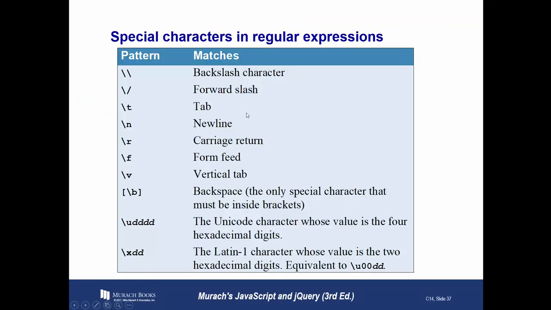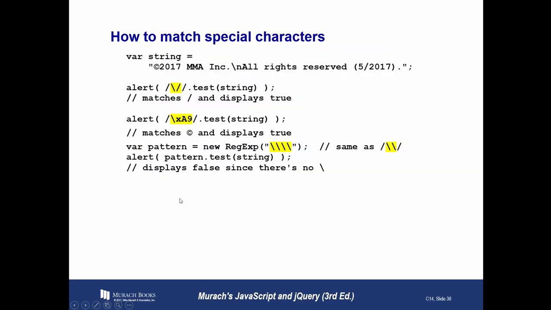Here are some of the special characters that you can use for matching in regular expressions, and this chart is shown on page 421 in the book. This matches a backslash, this matches a forward slash, there's a tab, a new line, a carriage return, a form feed. A new line is a combination of carriage return and form feed. This is a horizontal tab, which most of us are used to using. That's a vertical tab, a backspace, a Unicode character, and a Latin 1 character. All right, here's some examples shown down below it in the middle of page 421.